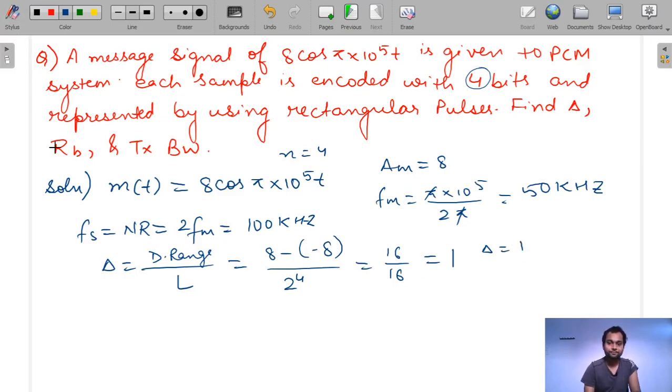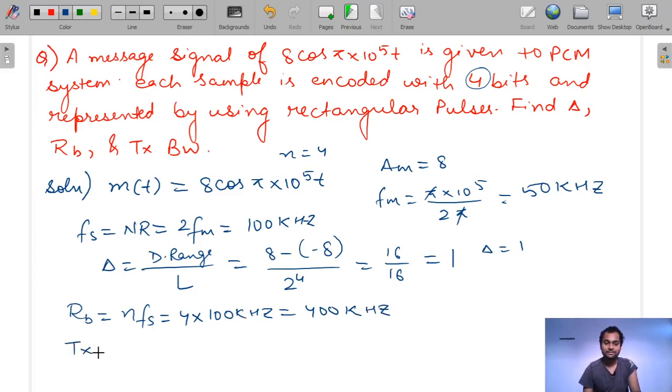Now next is our bit rate. Bit rate is equal to n into fs. n is here 4 and fs is here 100 kilohertz. So what will be our bit rate? That is equal to 400 kilohertz. So we found our bit rate also. Now next is transmission bandwidth. Transmission bandwidth is equal to bit rate, and this is only for the rectangular pulse. So we are using here rectangular pulse, so that is equal to Rb, that is equal to 400 kilohertz. So this question we have done.